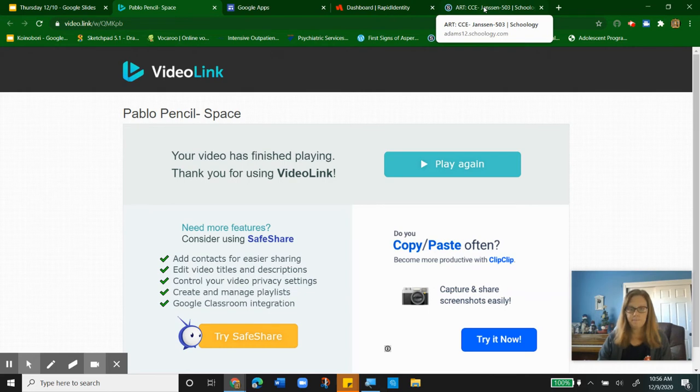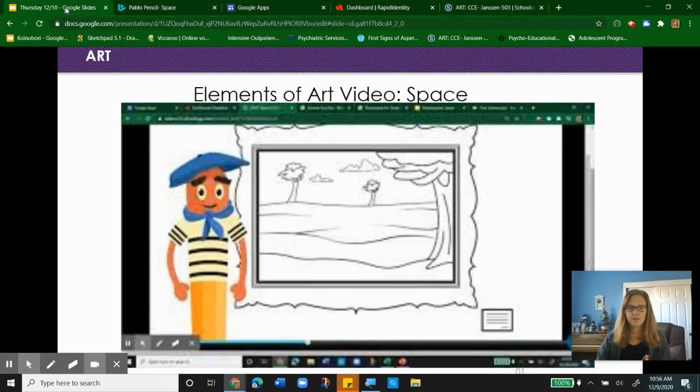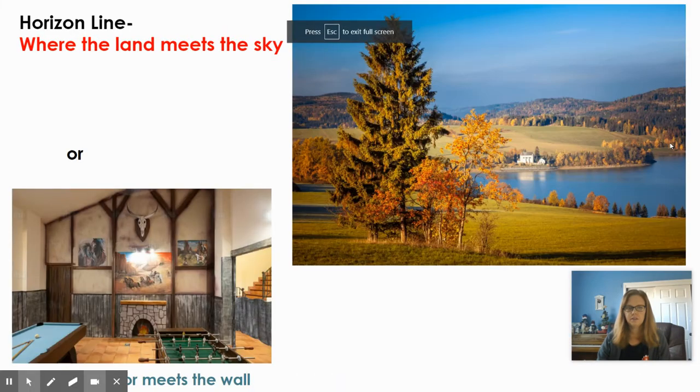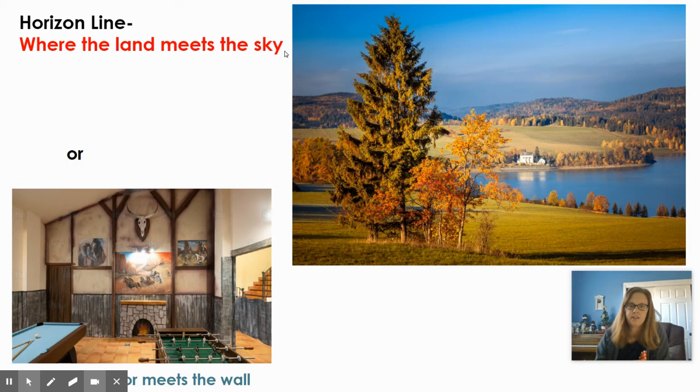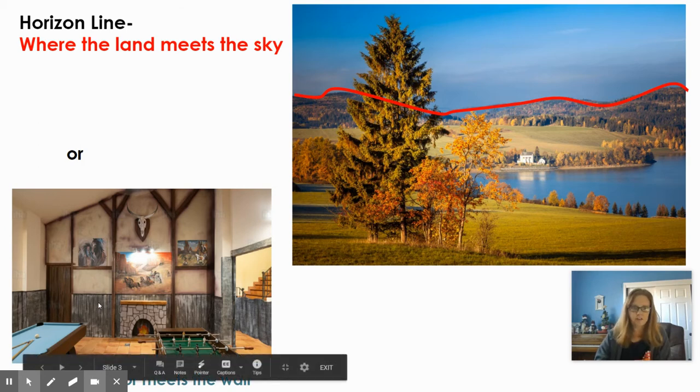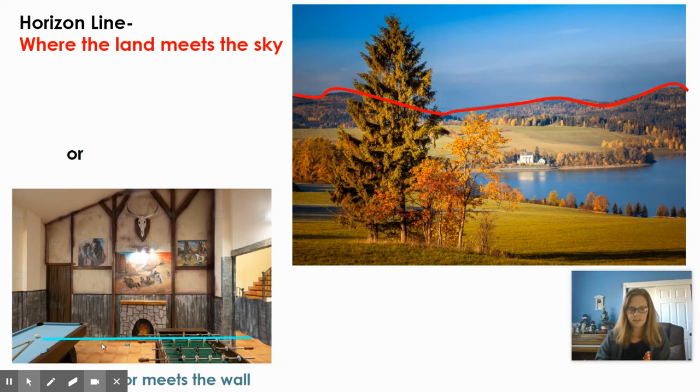All right. Let me come back here. So we're going to talk about horizon line first. Horizon line is where the land meets the sky. In the video, he talked about the water meeting the sky. But in this case, the water's down below. So here's where our horizon line would be. If it's kind of a hilly or mountainy type place, it might be bumpy like this. If it's a flat area, it'll be straight across. And then inside, it's where the floor and wall meet right there.